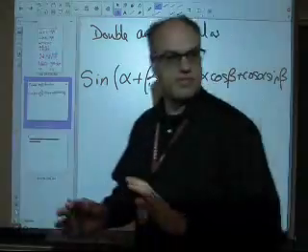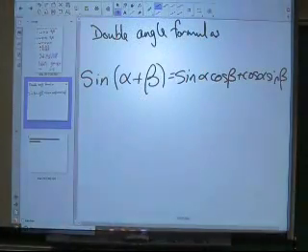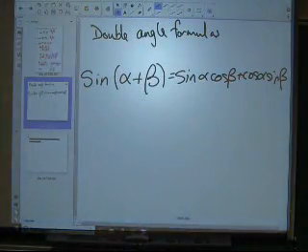Kind of nice when I can give myself a little more space. Unfortunately, you guys can't do that on your papers. It worked. Okay, yes, that's correct. That's the sine of alpha plus beta.